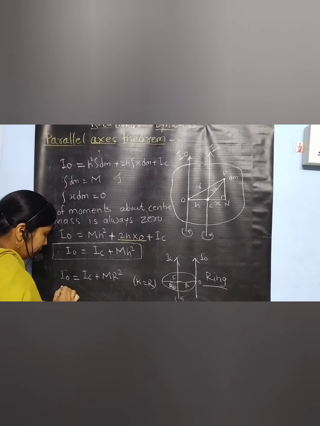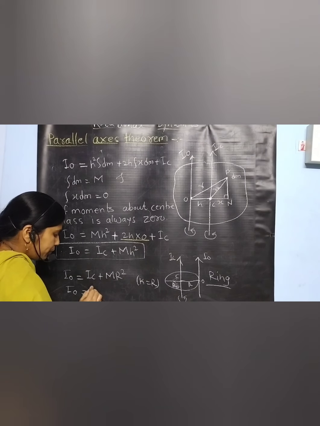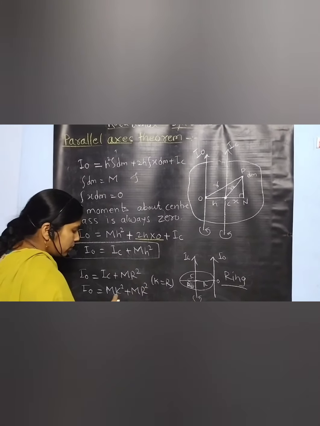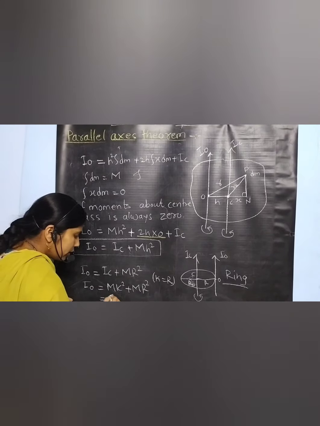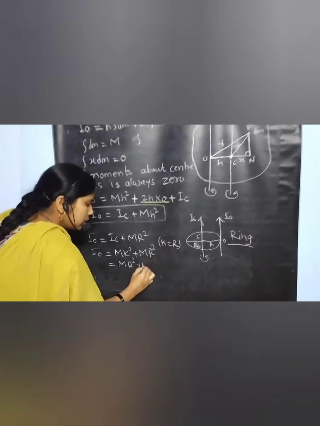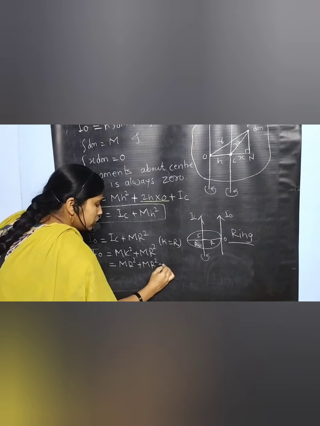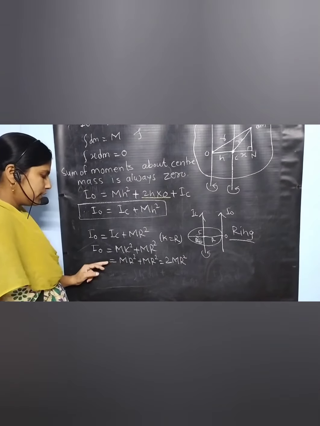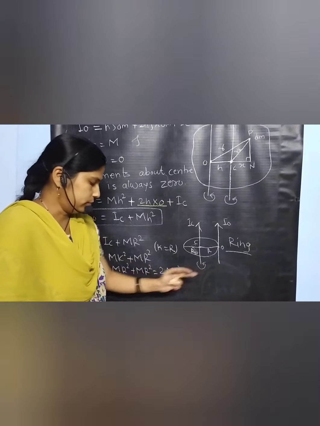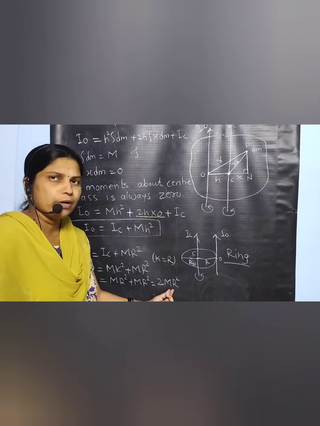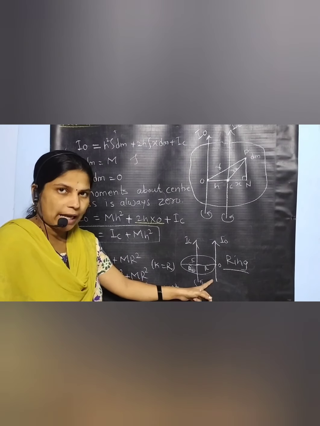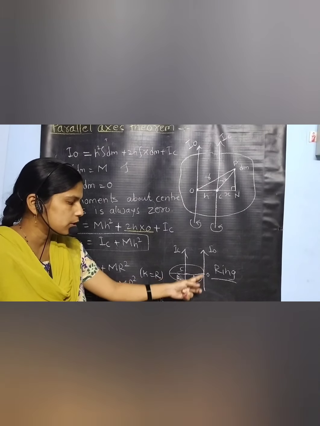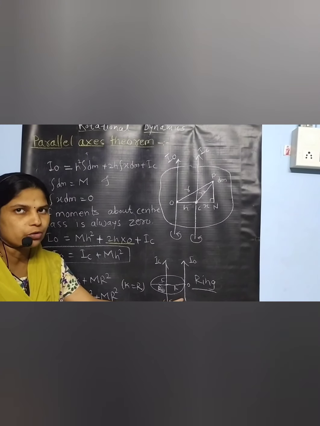Therefore, we are getting here IO is equal to Mk square plus MR square, but k is equal to R. Therefore, we get MR square plus MR square, which is equal to 2MR square. In this way, we find the moment of inertia about any axis of rotation passing through point O. This axis is tangential to the surface and perpendicular to the plane.